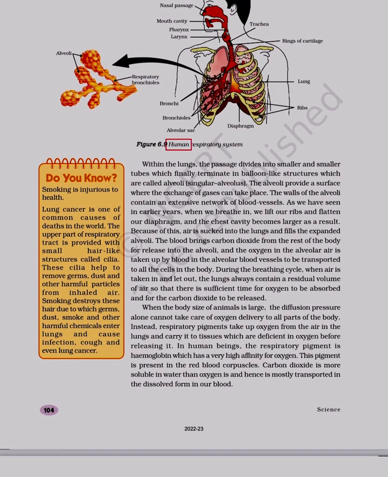Figure 6.9 Human respiratory system. Within the lungs, the passage divides into smaller and smaller tubes, which finally terminate in balloon-like structures called alveoli, singular alveolus. The alveoli provide a surface where the exchange of gases can take place. The walls of the alveoli contain an extensive network of blood vessels.